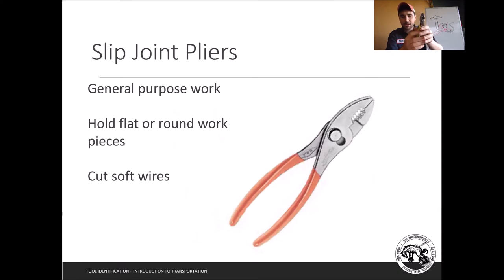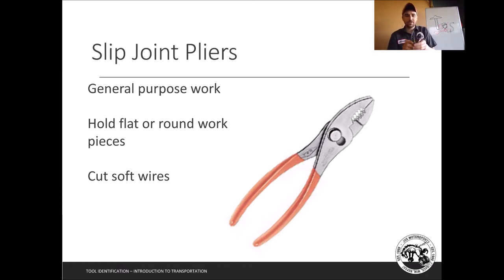So slip joint pliers, it says up here, general purpose work, hold flat around pieces, cut soft wire. You think slip joint pliers, you just think pliers. If someone has told you, hey, go grab pliers, this is your most basic plier. It does have a slip joint, so it can go to two different sizes. You can see I have that size, that's fully closed, and then I can slip it to the other side. It's only two sizes with slip joints, so you have a large and a small setting.